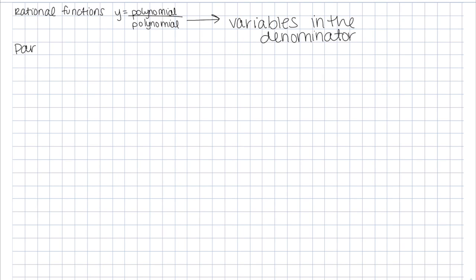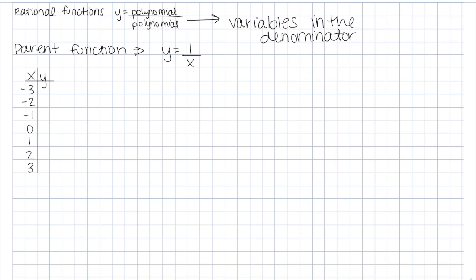So our parent function, and by the way, these polynomials, they could also be monomials. It doesn't have to be a polynomial because, in fact, our parent function is y equals 1 divided by x. So we're going to go ahead and make a table of values. And let's just go from -3, -2, -1, 0, 1, 2, and 3. We're going to make more than we normally do.